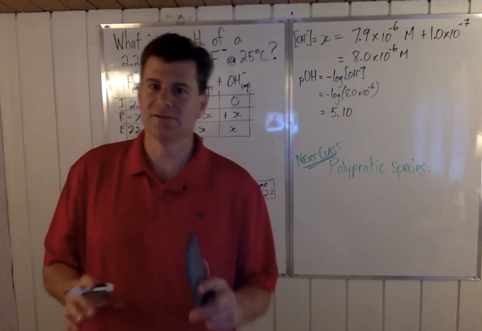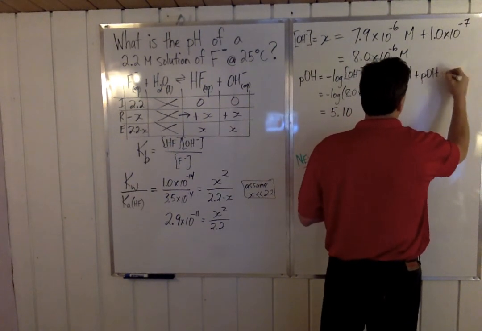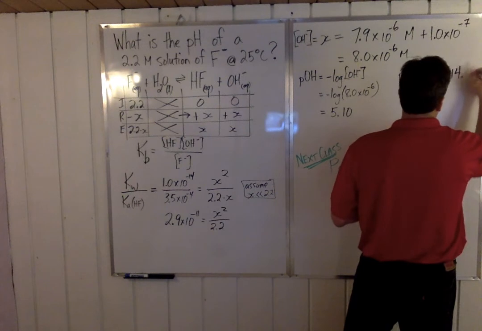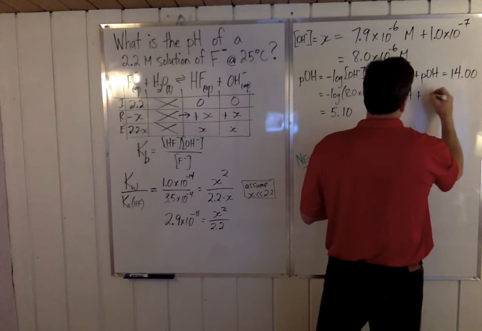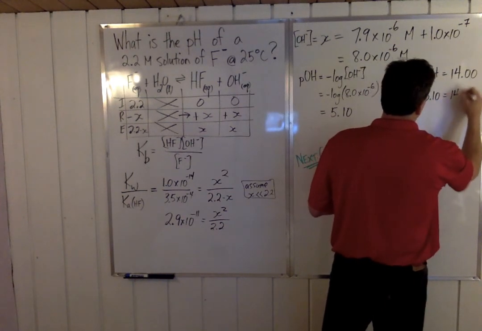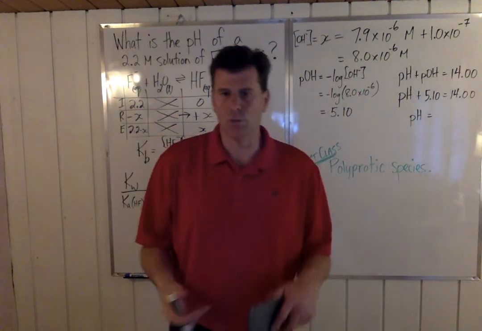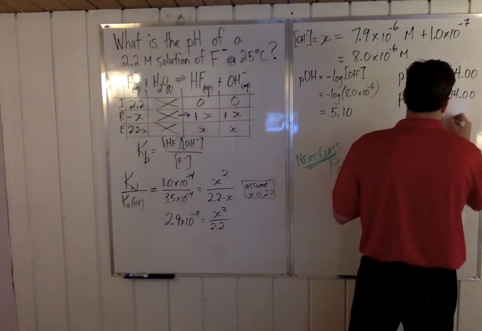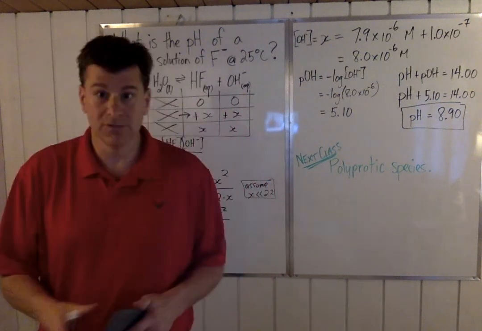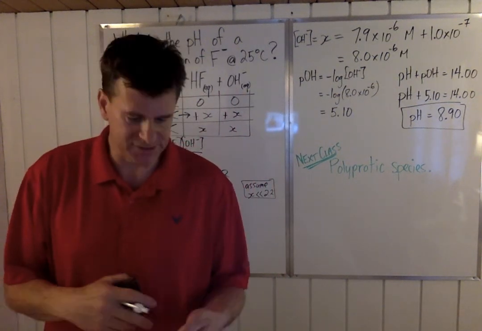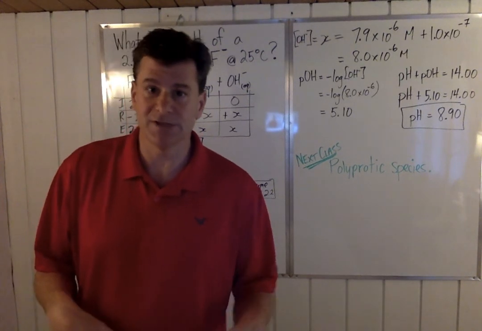Concentrate, focus. pH plus pOH equals 14, right? So pH plus 5.10 equals 14. pH equals, and you subtract 5.1 from 14, and you get 8.90. And that's your answer. And that's a base solution at 25 degrees. So we're good to go, right? We're happy about that number. It comes out to what it's supposed to be, the 2 sig figs.